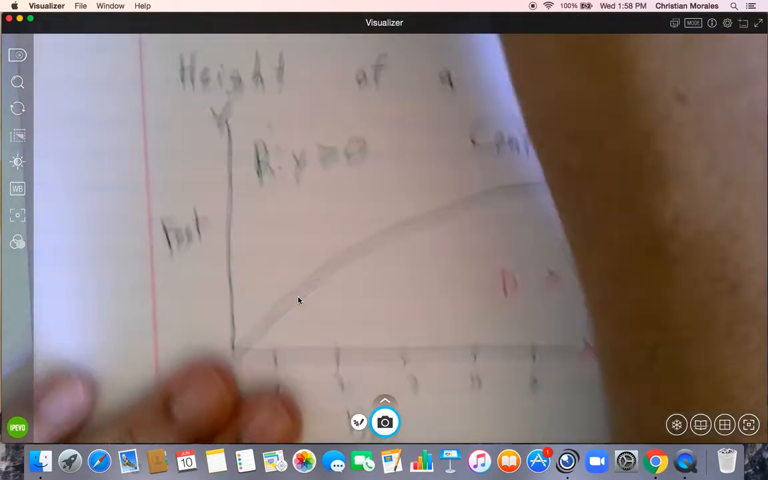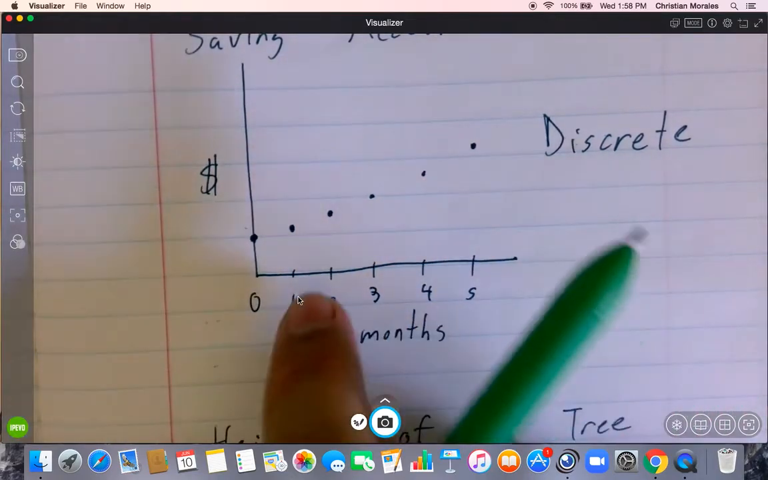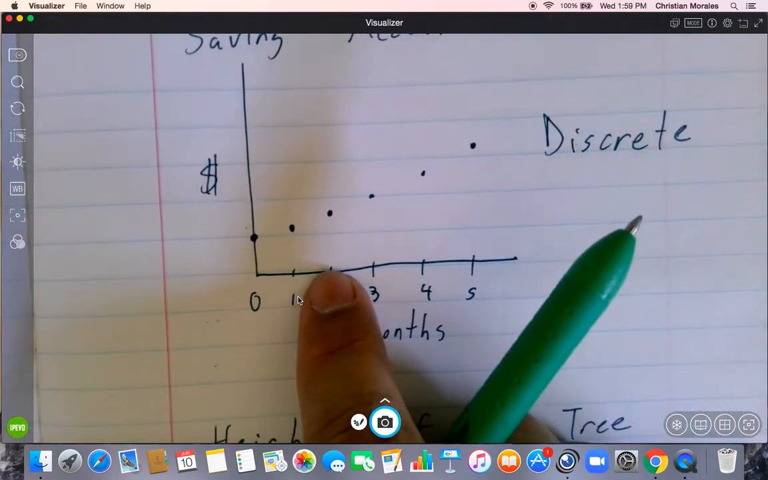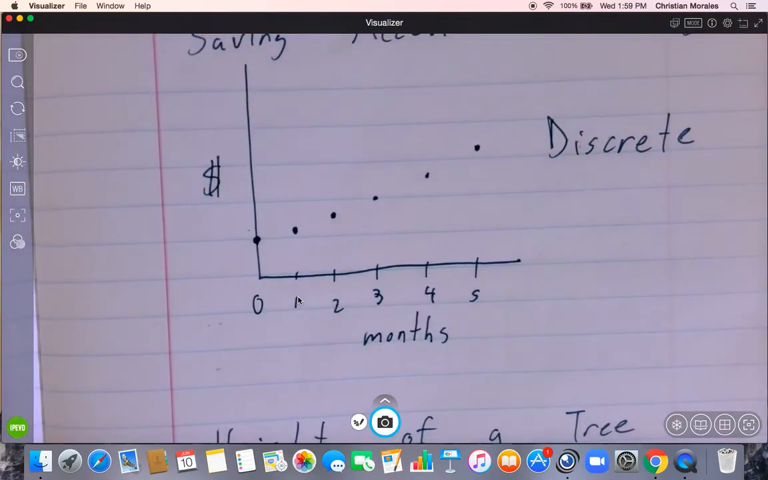Now you couldn't do that with this because it's a set of points for the 5 months. This you would have to use the way we did before. What are those coordinates? What are the domain and range? So just be aware of that.